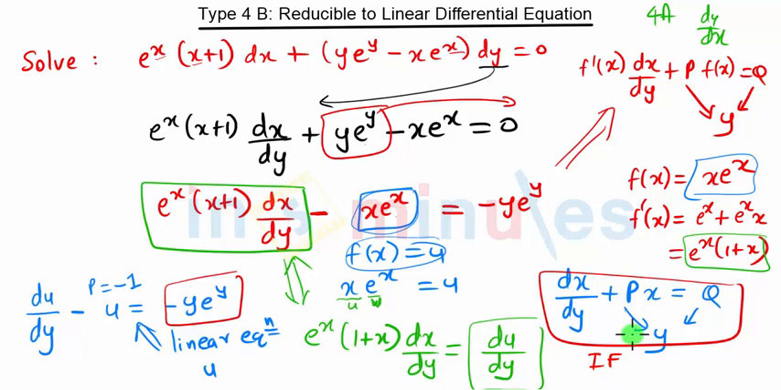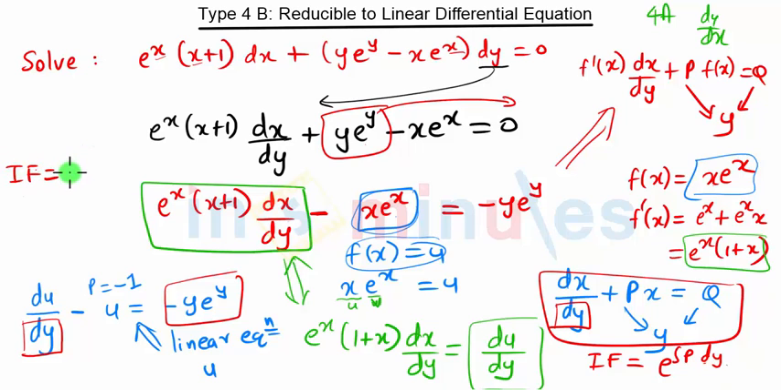So the integrating factor is given by e raised to integration of p. Here in the denominator we have dy, so dy. Remember, whenever we find integration for type 4 problems, whatever is in the denominator we use, integration of that, so into dy. So the integrating factor is e raised to integration of p dy.